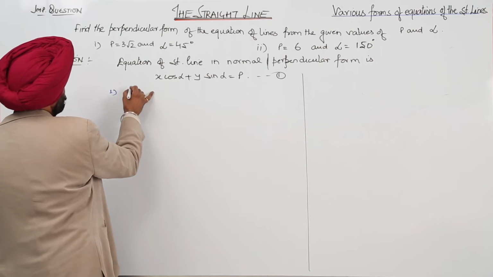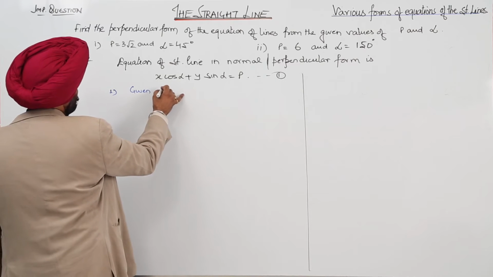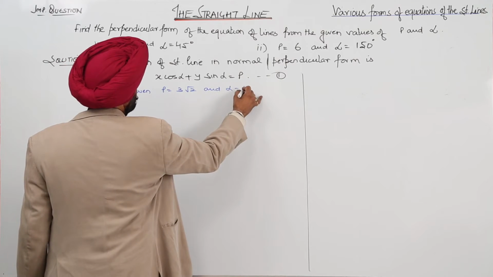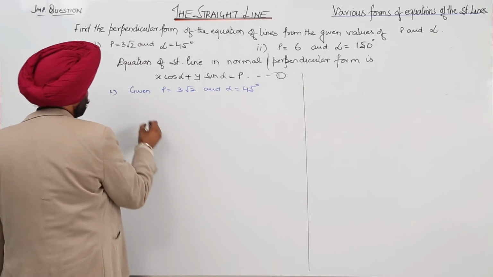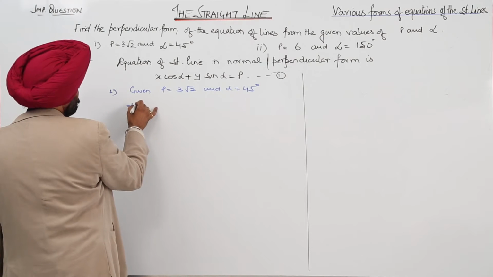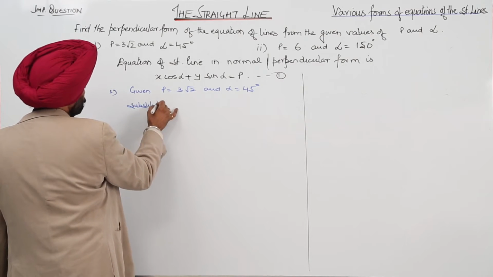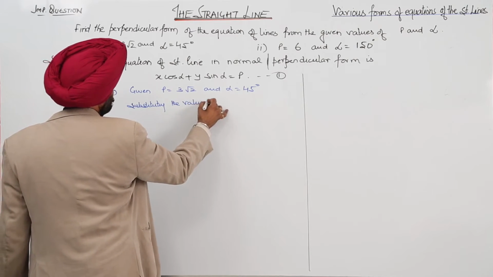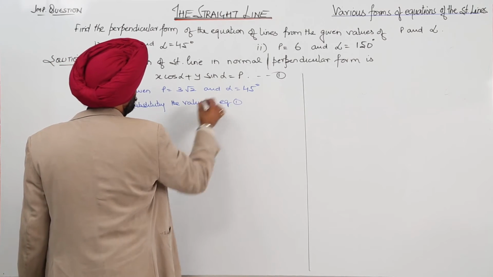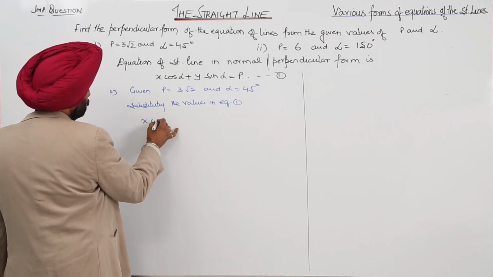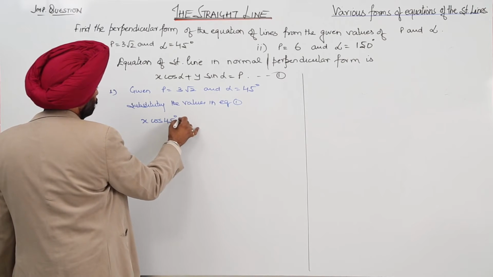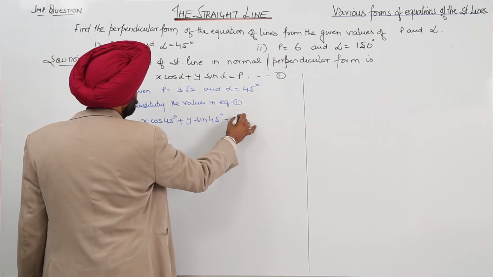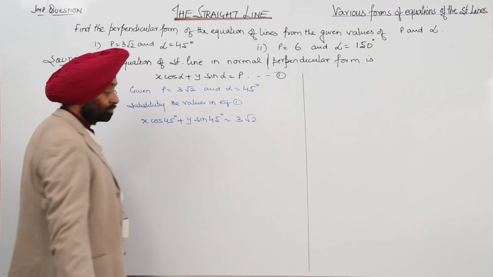Now part 1, given P is 3 square root of 2 and alpha is equal to 45 degree. Now substituting the values in equation 1. x cos 45 degree plus y sin 45 degree is equal to 3 square root of 2. Okay.